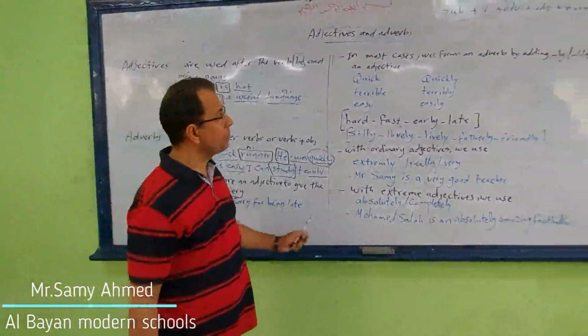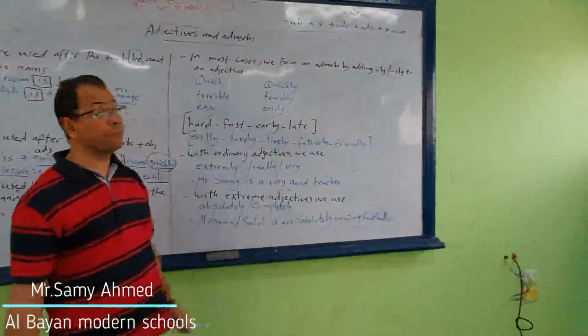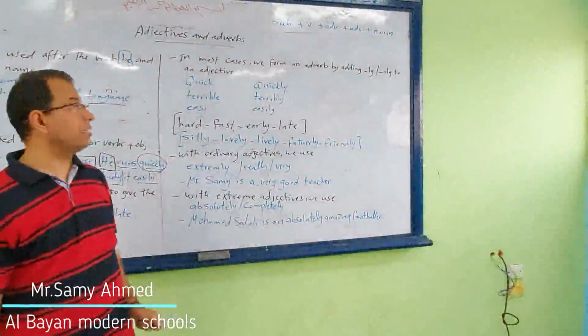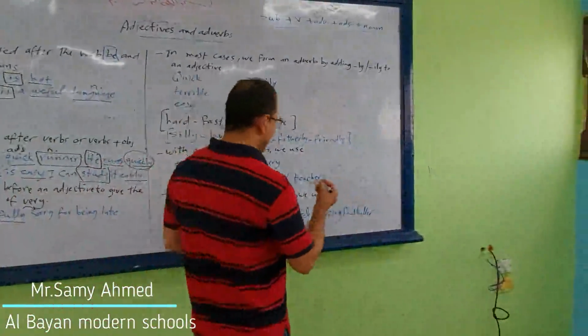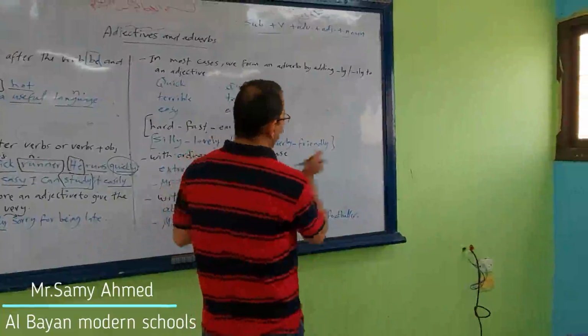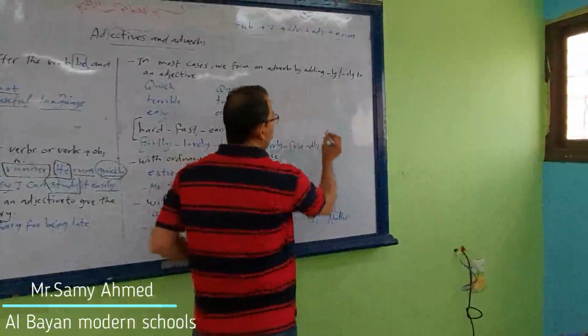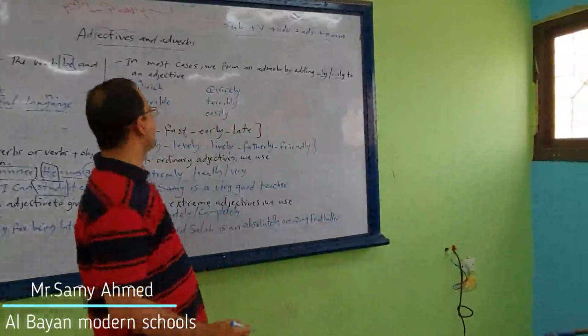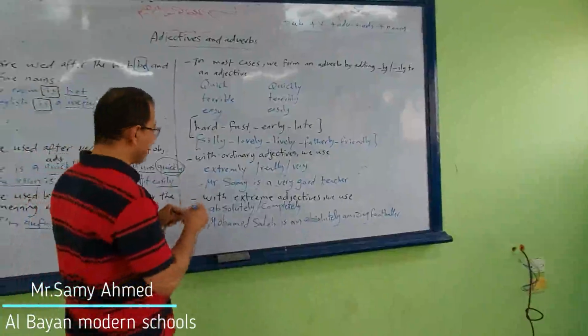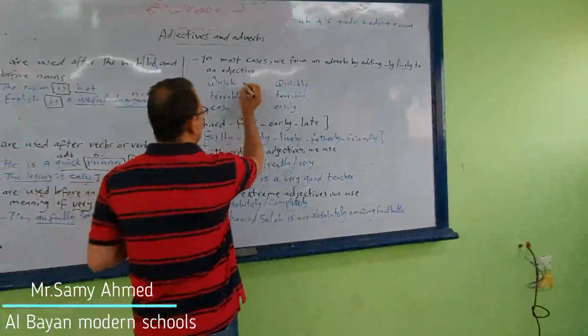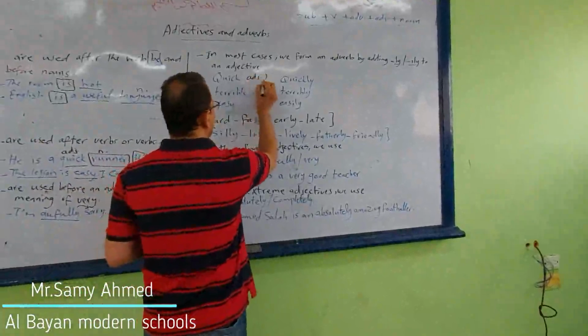Now let's move to the formation of the adverbs. How can we form adverbs? In most cases, we form an adverb by adding ly, or ily. Like this word, quick. Quick is an adjective, but quickly is an adverb.